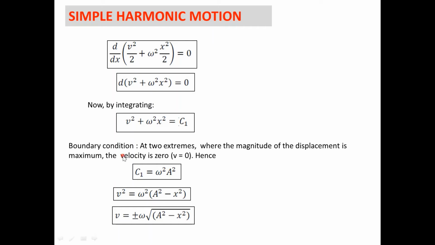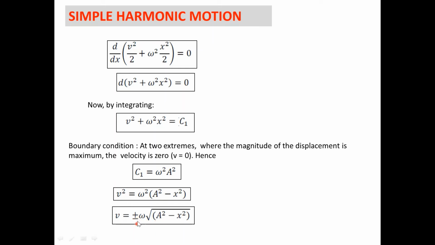Now by applying the boundary conditions, as we know that at the two extreme positions, where the magnitude of the displacement is maximum, the velocity is 0. Hence, by putting v equals 0 in this equation, we get c1 equals omega square a square. Now by putting c1 in this equation and rearranging a few terms, we get v square equals omega square into a square minus x square, which can be written as v equals plus minus omega under root of a square minus x square.